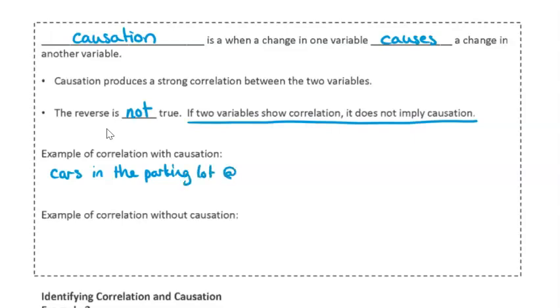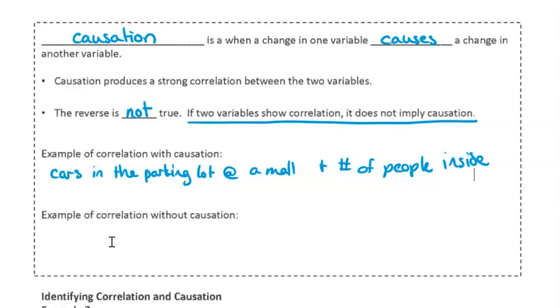An example of correlation with causation could be cars in the parking lot, like at a mall, and the number of people inside. The more cars you see in the parking lot, the more people are inside. So there's a correlation, meaning a relationship. And it probably did cause it because as more cars came, they brought more people. So it did cause more people to be inside.